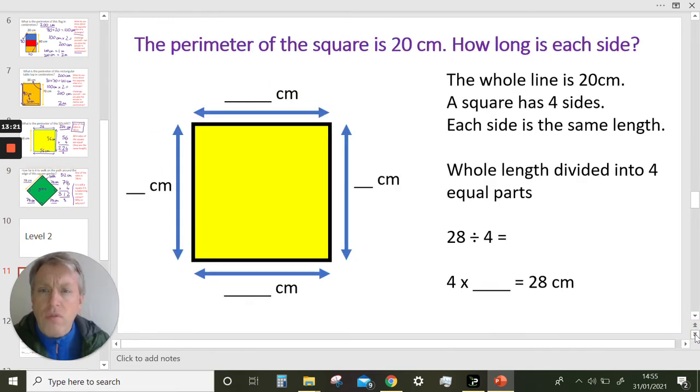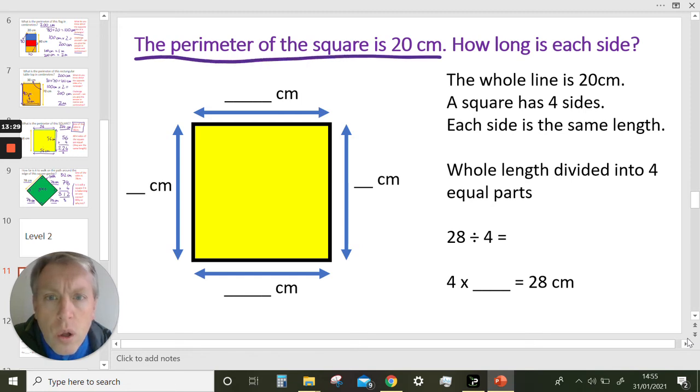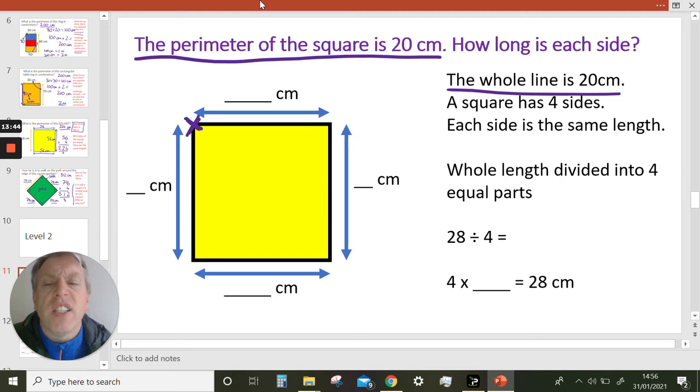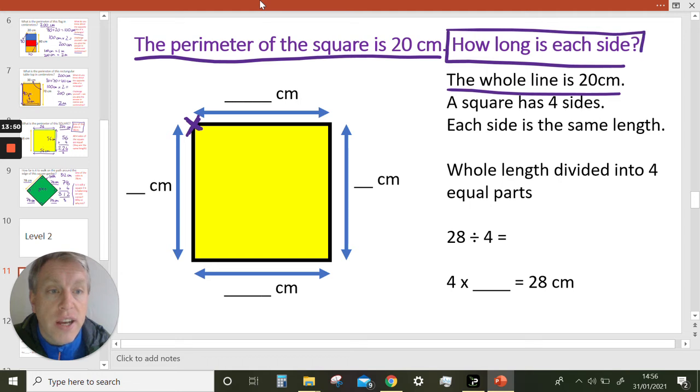Right, level 2. Little bit more tricky. The perimeter of the square is 20 centimetres. Oh, now we know the perimeter. Now we know the whole line all the way around. That black line all the way from one corner all the way around. That's 20 centimetres. And the question we're asking here is, how long is each side?